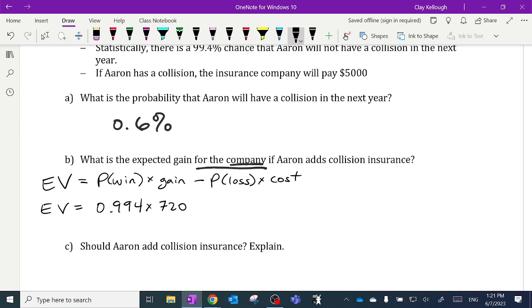Now, it's a loss for the insurance company if he does have an accident. And as we just discussed, that's only a 0.6% chance. Careful, as a decimal, that's 0.006. Remember, you always move the decimal twice.